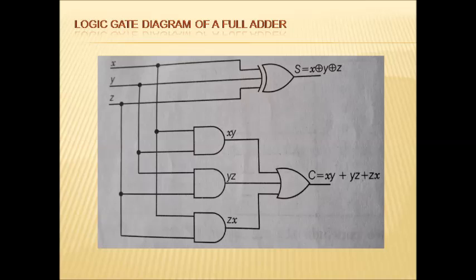Right? So please understand this logic gate diagram. It is very important, where sum is equal to X XOR Y XOR Z and carry is equal to XY plus YZ plus ZX.